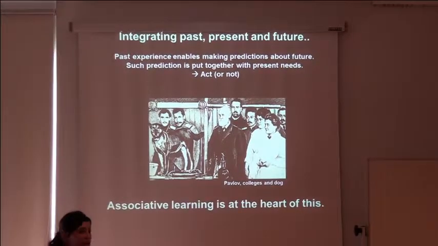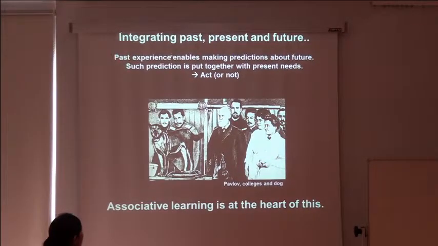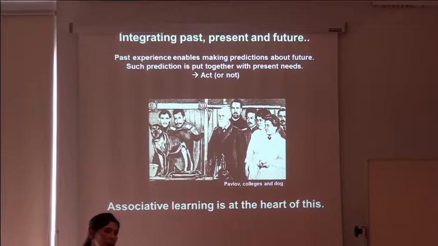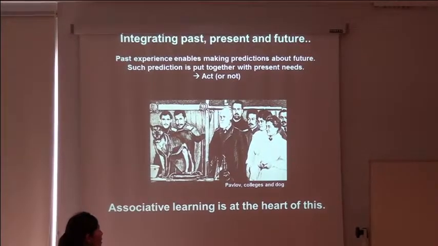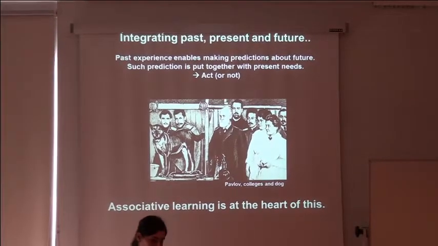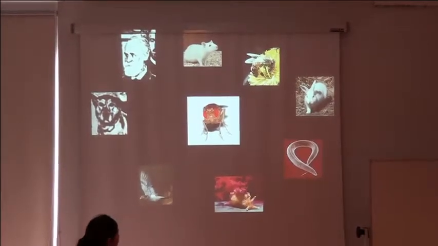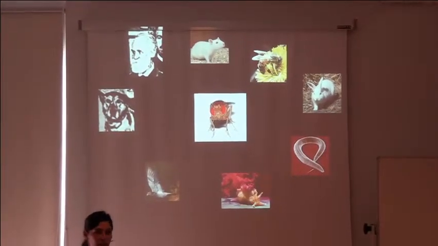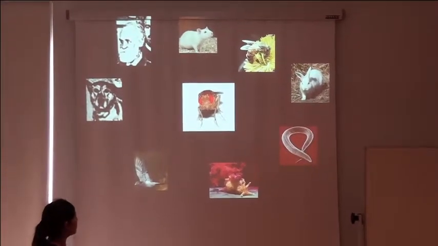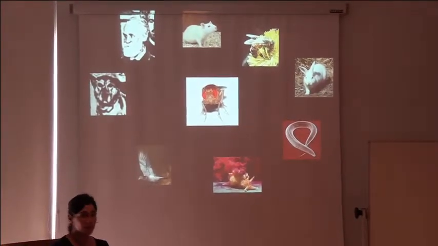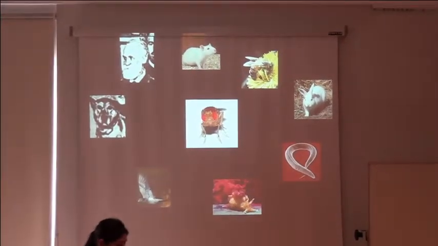So basically, animals can learn things, and such past experience enables making predictions for the future, for the upcoming events. And these predictions can be integrated with the present needs of the animal in order to then regulate the action or not. So associative learning is critical for action choice, and that's why it is conserved across all these organisms that people have studied so far in terms of associative learning.